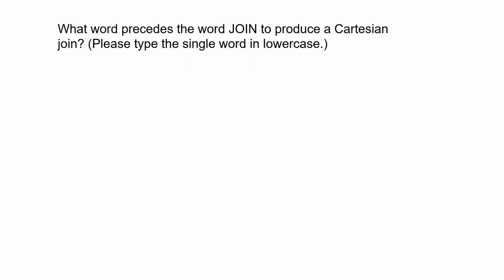Okay, first of all, what word precedes the word join to produce a Cartesian join? Now, it was in my video and it was in the notes, but this is a cross join. A cross join is a Cartesian join.